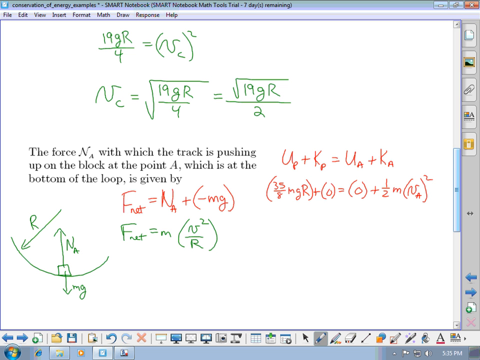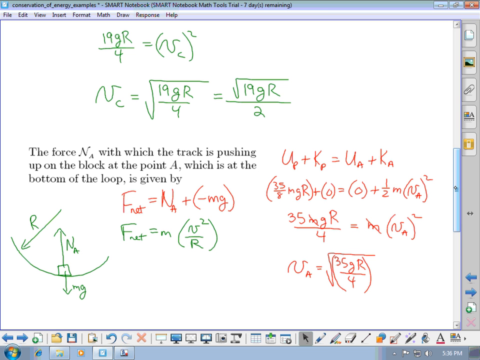And so this is going to give me 35 mgr over 4 equals m times the speed at A squared. Divide both sides by m. And I get that the speed at point A is the square root of 35 gr over 4. Again, everything is underneath the square root.